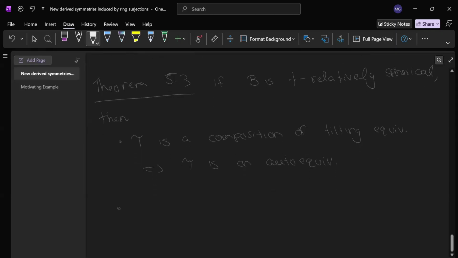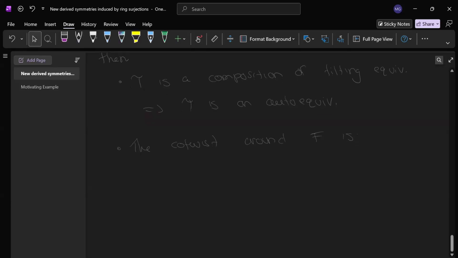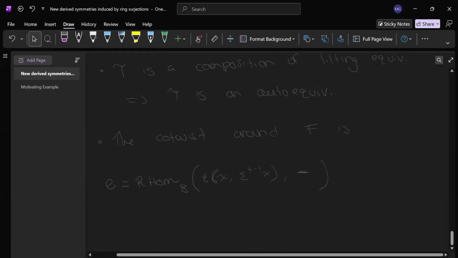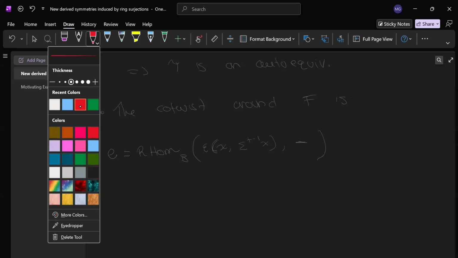And then we also get a second consequence, which is that we can compute the cotwist around F, the restriction of scalars functor. And this is just going to be given by the Hom over B of a certain module, which I'll write here. So it's the module given by the Homs between X and the suspension functor applied to X t minus 1 times, seen as a B module.